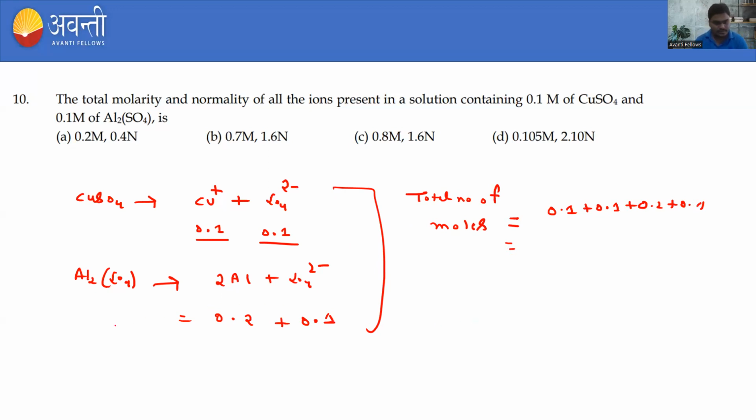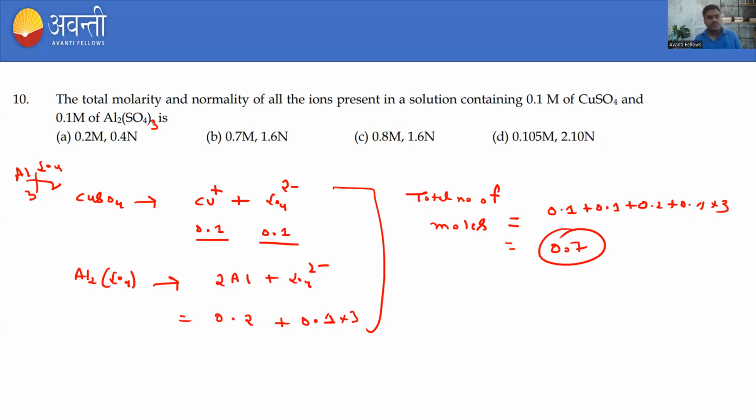Hmm? Okay, the formula Al2SO4 is incorrect, because in aluminum sulfate, Al has valency 3 and SO4 has 2. So it is Al2(SO4)3, right? So here the value is 3. So this is 3 times 0.1, so this will become 0.3. So 0.1, 0.1, 0.2, 0.3, and the total value comes out to be 0.7, right? So this is the 0.7 mole. So this is the total value of this.